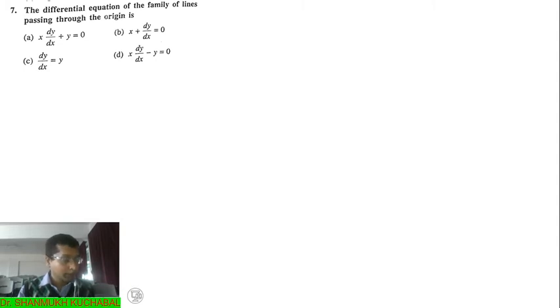Next we will move to example number 7. The differential equation of the family of lines passing through the origin. For a family of lines, that is a straight line, we have to take y equal to mx. It is a family of lines which pass through the origin. Now we call it equation 1.